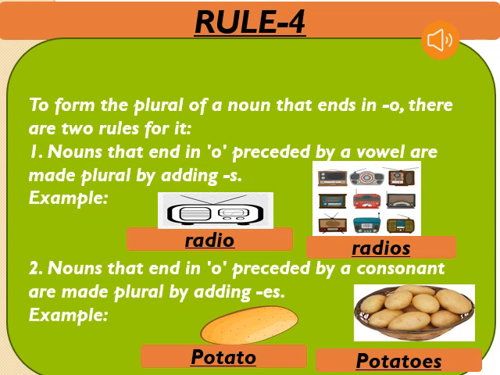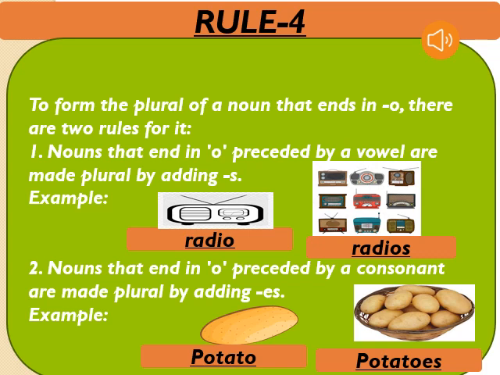Once again I'm saying whenever you find the word in which it is ending with O and before O you find any vowel. You know 5 vowels, that is A, E, I, O, U. If you find any vowel out of these 5 before O, so what you will do to make it plural form, you will add just S after O to make its plural form.